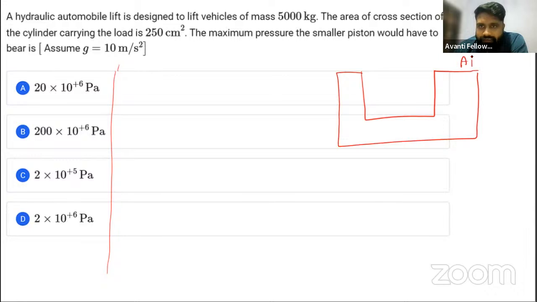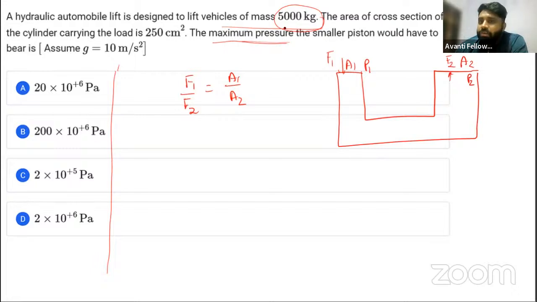Let's say this is the cross-sectional area A2, and this is A1. Here we have applied a force F1. Here we get a force F2. Here the pressure is P1. Here the pressure is P2. Now, we have just seen that F1 over F2 equals A1 over A2. It can lift the vehicle of mass 5000 kg, which means it is the maximum weight it can lift. And the question asks for the maximum pressure of the smaller piston.